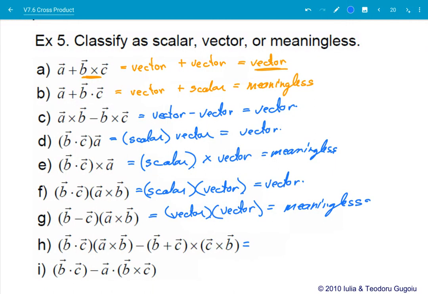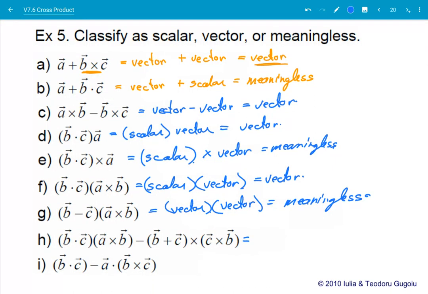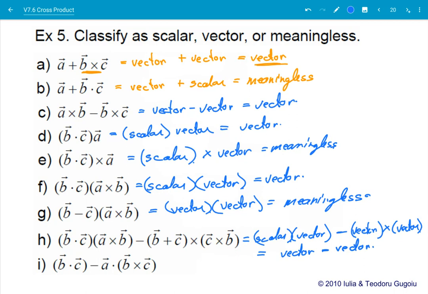Okay, here we go. This is the longer one. So scalar times a vector, that's going to be okay. Minus a vector. And this last bracket's another vector. Okay, scalar times a vector, that gives us a vector. Minus a vector cross a vector is a vector. A vector minus a vector is a vector.